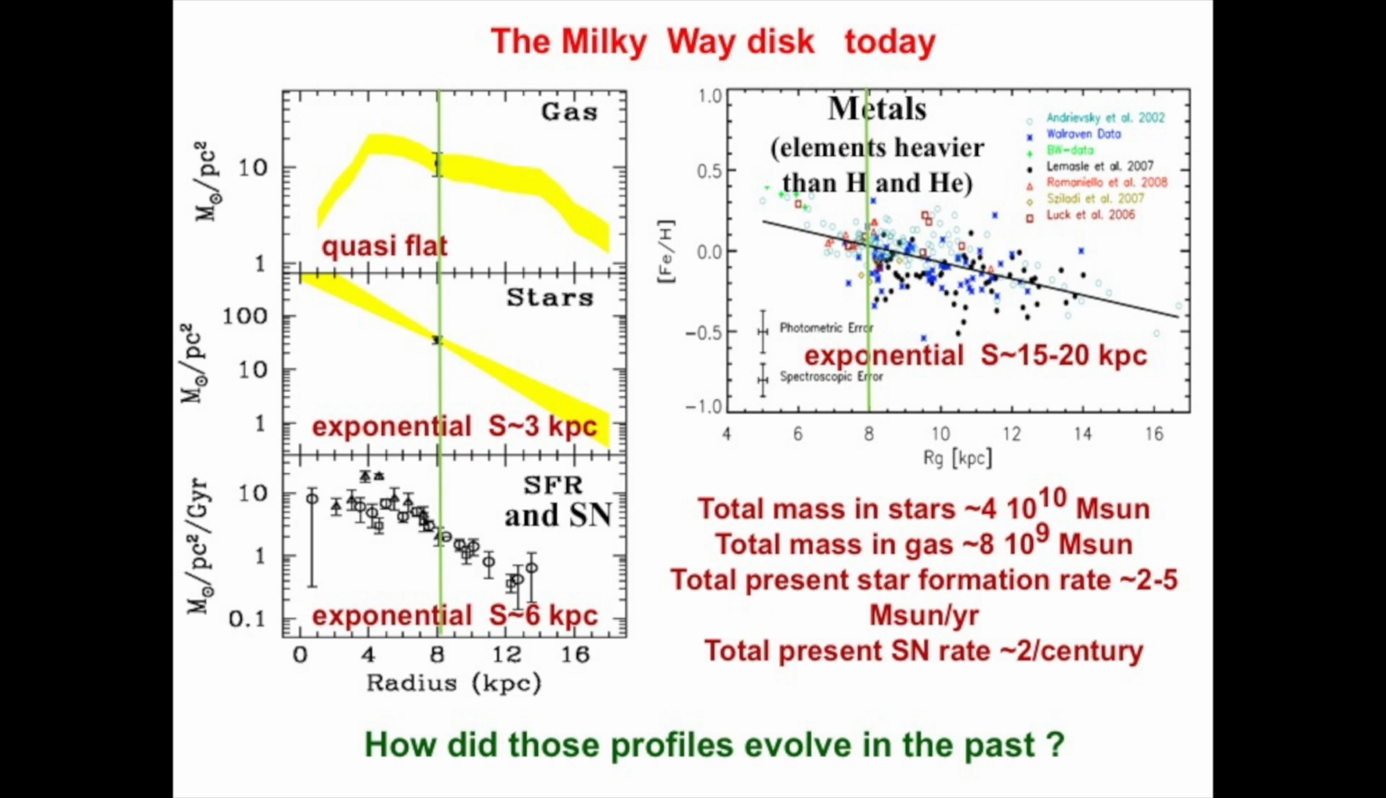We have a quantitative picture of the various properties of the Milky Way as a function of radius, distance from the center, expressed here in kiloparsec. A parsec is 3.26 light years. The Sun is at 8 kiloparsec from the center.